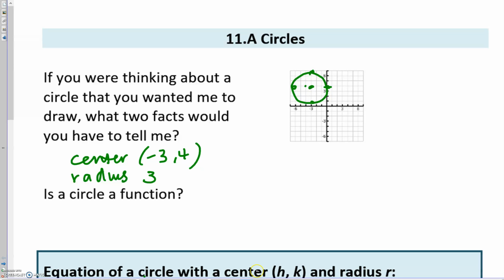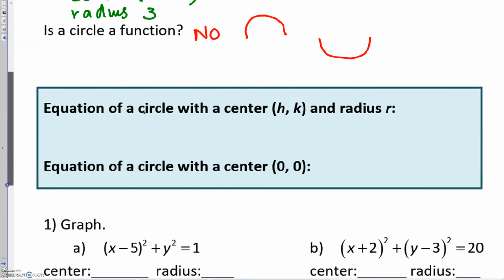Is this circle a function? No, because if you did the vertical line test, it would cross it in 2 different places. So for each x, there might be 2 y's. So the answer to that is no. Now, if you wanted to have something that looked like a circle be a function, as we will in our function project, then you can restrict it to be either the top half or the bottom half of the circle, but you can't draw a full circle as a function.